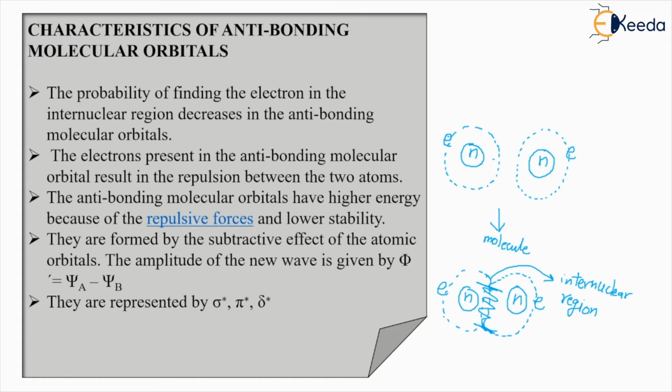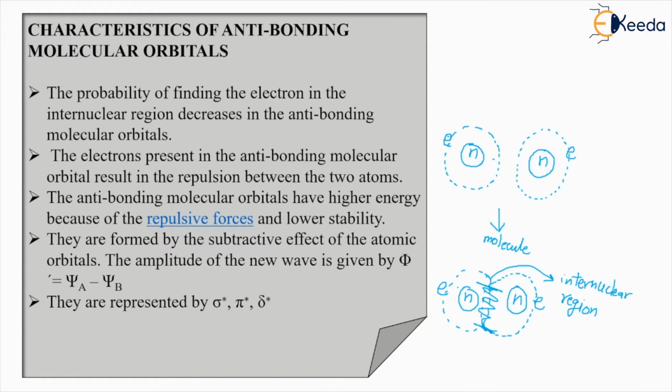The electrons present in the anti-bonding molecular orbital result in the repulsion force. As you can see, there is no attraction, there will be repulsion. The anti-bonding molecular orbitals have higher energy because of the repulsive force and lower stability. They form a subtractive effect. Over here, the important thing is subtractive.